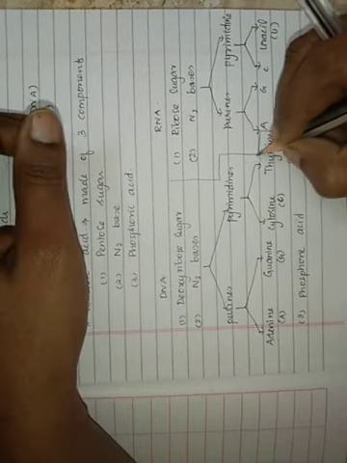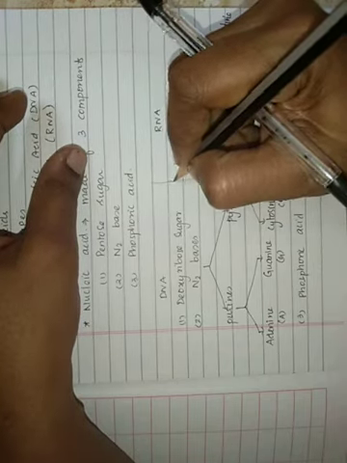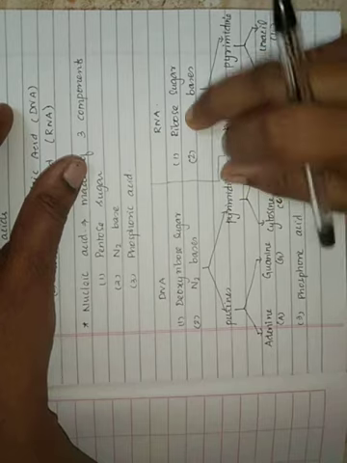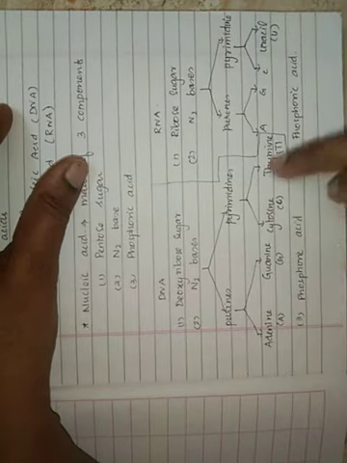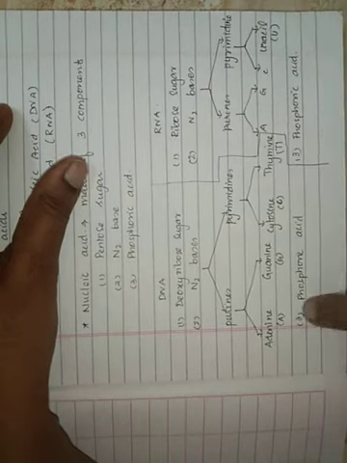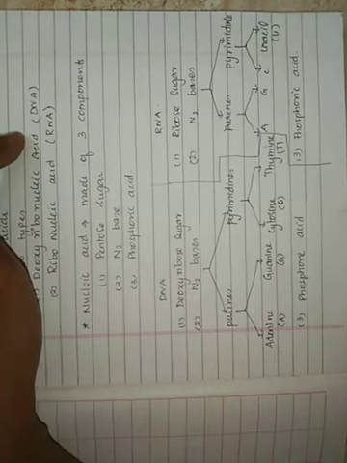So the main difference lies in the sugars and the nitrogen bases. In case of sugars, DNA has deoxyribose sugar, and RNA has ribose sugar. And in the nitrogen bases, pyrimidines will be cytosine and thymine for DNA, and cytosine and uracil for RNA. Phosphoric acid is the same for both DNA and RNA.